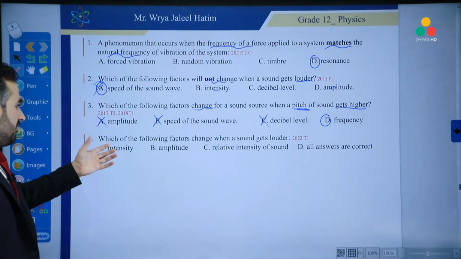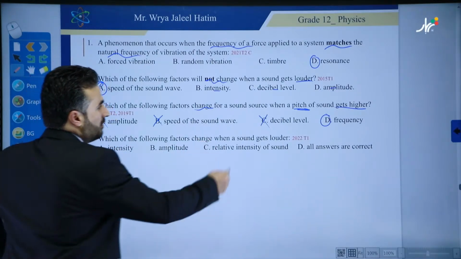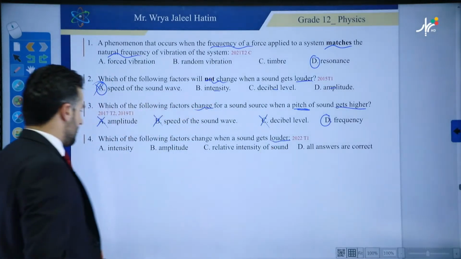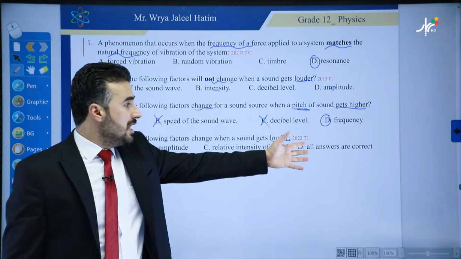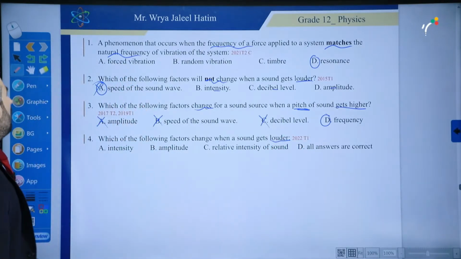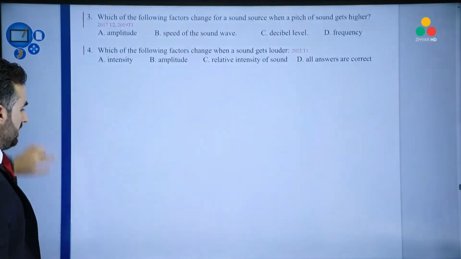All right, and so the last question here says, which of the following factors change when a sound gets louder? We went through this, yeah? So the intensity, the amplitude, the relative sound intensity of a sound, and all the answers are correct. In this case, the correct option would be option D here.